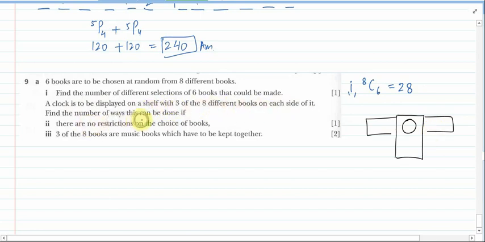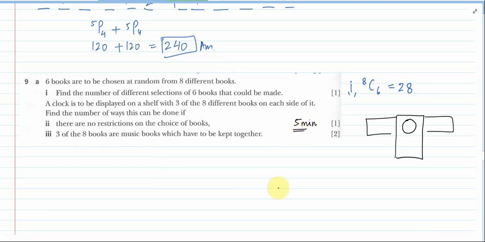Find the number of different ways this can be done if there is no restriction on the choice of books, and if 3 of the 8 books are music books which have to be kept together. Now you need to attempt these 2 parts, and for these 2 parts you have a time of 5 minutes. Pick your choices wisely. So let's start.